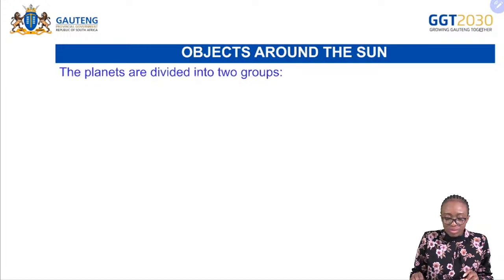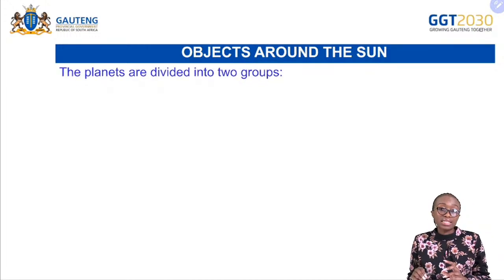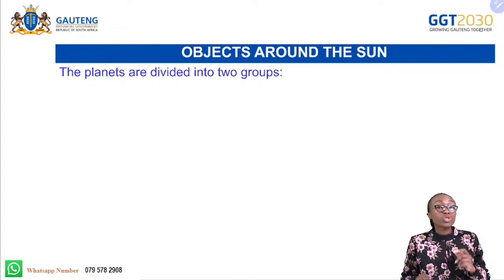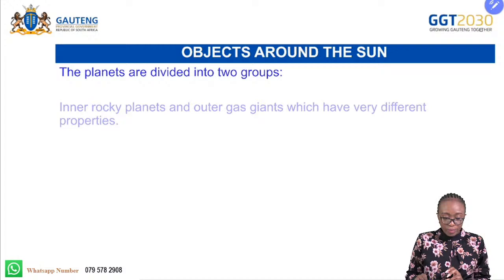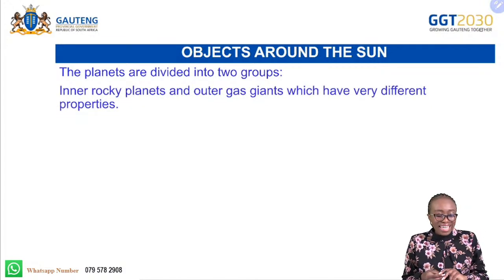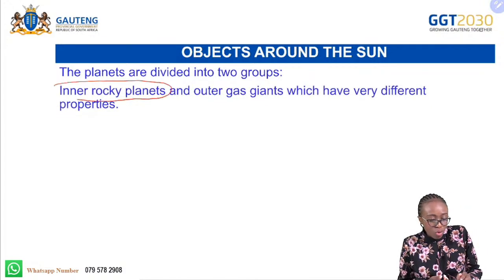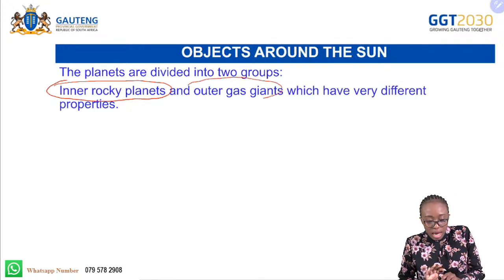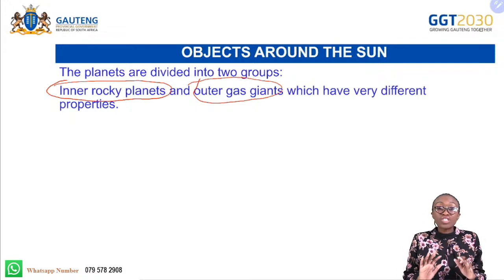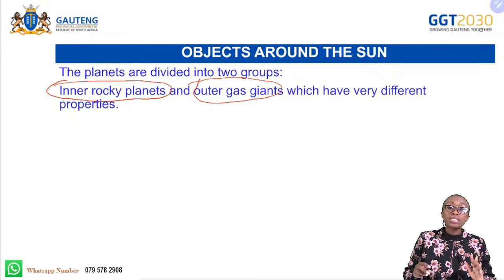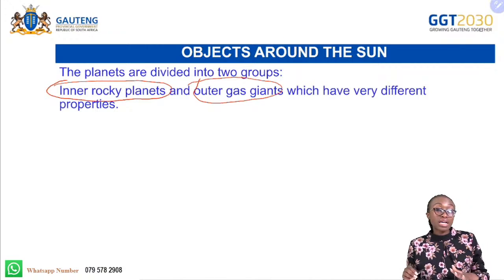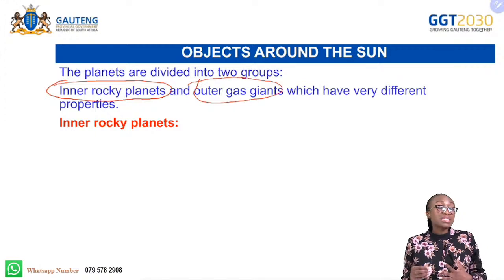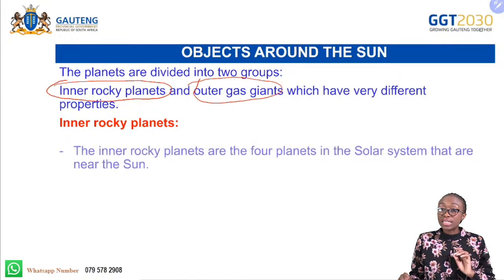Now, these 8 planets are divided into 2 groups. Now let's find out what these 2 groups are. We have what are called the inner rocky planets and the outer gas giants, which have different properties. So the inner rocky planets have different properties from the outer gas giants. Now, let's talk about the inner rocky planets. Let's describe them.